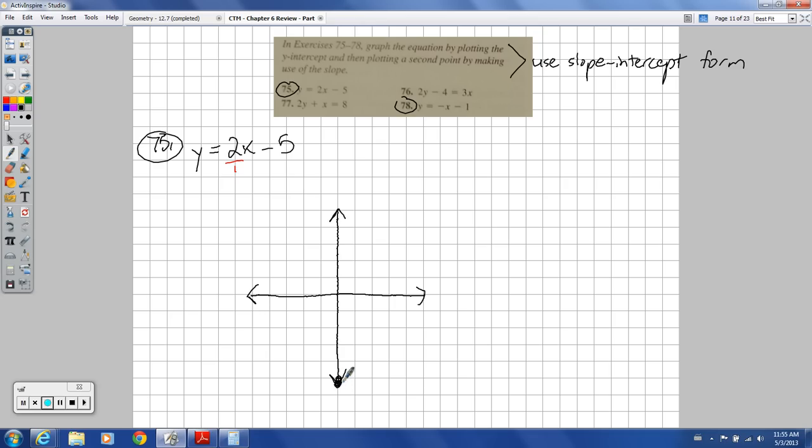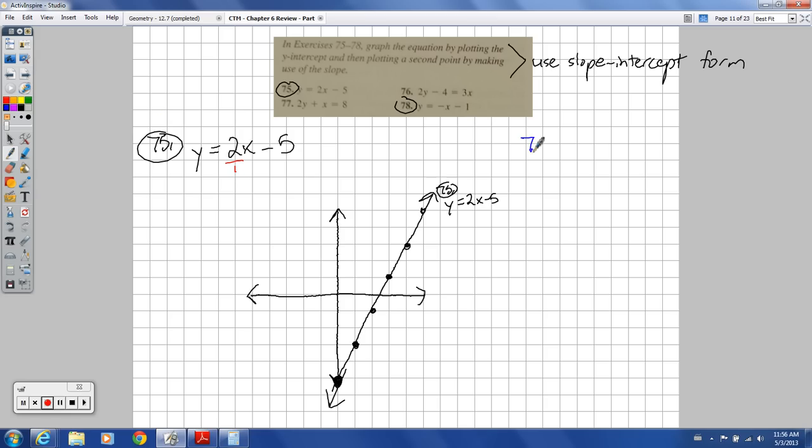So this one, I'll do this one in black, sorry, that's right there at negative 5. And then you're going up 2, right 1. That's the slope of 2 over 1 here. So up 2, right 1, up 2, right 1. That pattern is going to continue. You keep getting more and more points. I'll plot a bunch of them and then connect them with a straight line. So this is number 75 right there, y equals 2x minus 5.